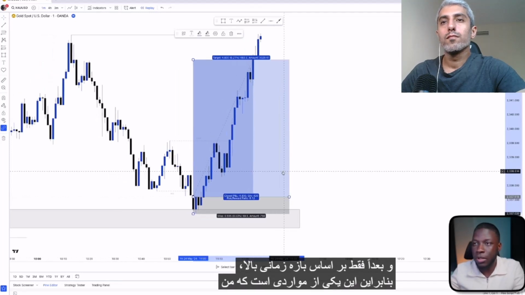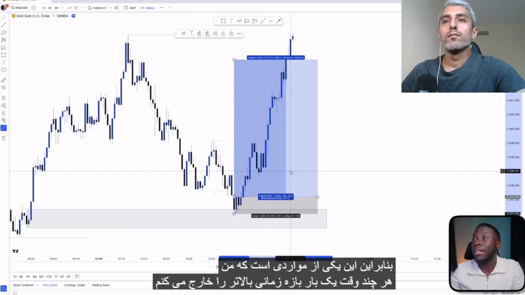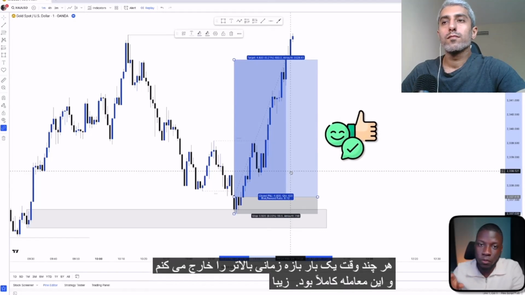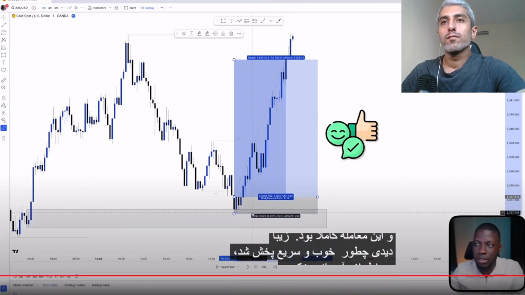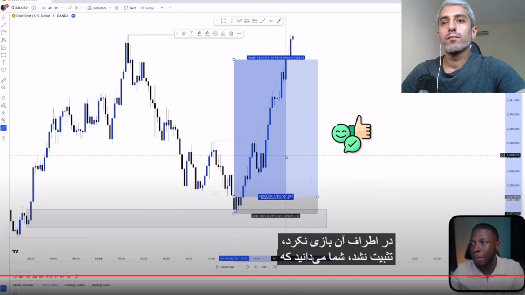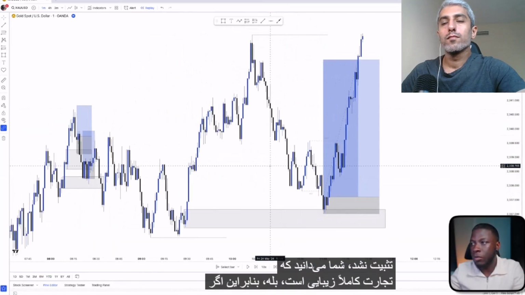So this is one of those where I pull out the high time frame once in a while, and this trade was absolutely beautiful. You saw how it played out, nice and quick. It didn't play around, it didn't consolidate. You know, absolutely beautiful trade.